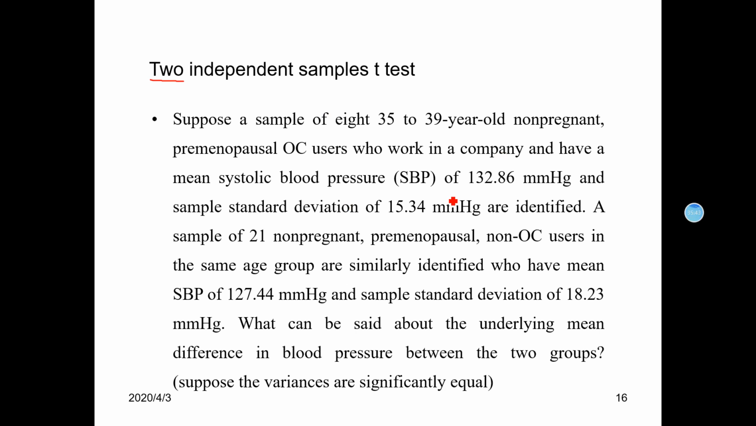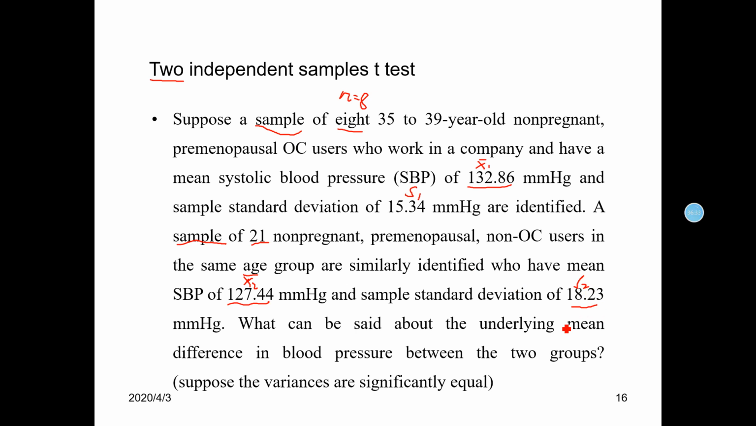We can find two samples in this question. This is sample 1, and here is sample 2. And we can find that the little n for sample 1 is 8, and for sample 2 is 21. And we can still find that this is the x bar for sample 1. We use x bar 1 to represent this number. And this is the S1, the standard deviation of sample 1. And here we can find x bar 2, the second x bar, or the sample mean for sample 2. And here this is S2.